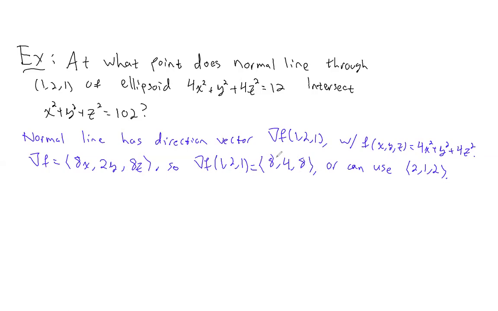Might make our lives a little bit easier to reduce this to a simpler vector. By the way, I am not claiming that 8, 4, 8 and 2, 1, 2 are actually equal as vectors. That is absolutely not what I'm claiming, because they're not the same vector. But they're parallel vectors, and the fact that they're parallel means that we can use either of them to answer the questions we're trying to address. So in other words, the normal line has the direction vector given by 2, 1, 2, and it's through the point 1, 2, 1.